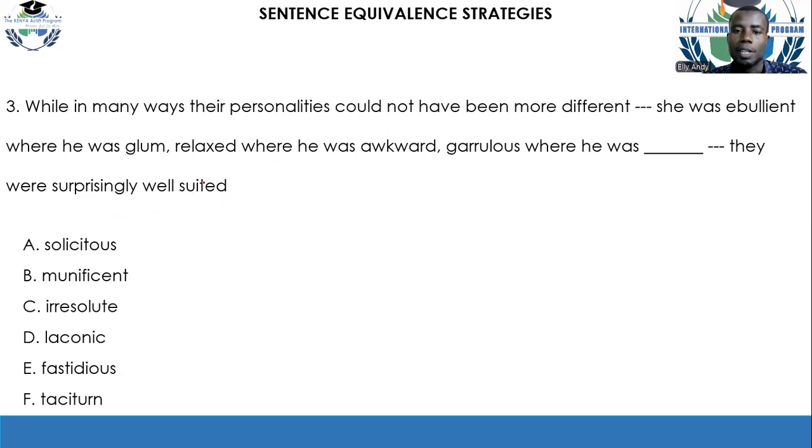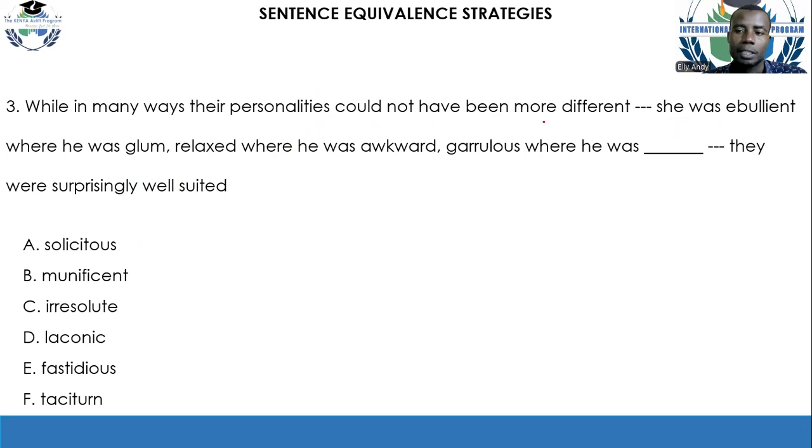So here we have a comparison of two people, and the idea is that they were different in many ways. We have that meaning here. Their personalities could not have been more different. So we have two people being compared, and they are very different. And we are given contrast in their personalities.